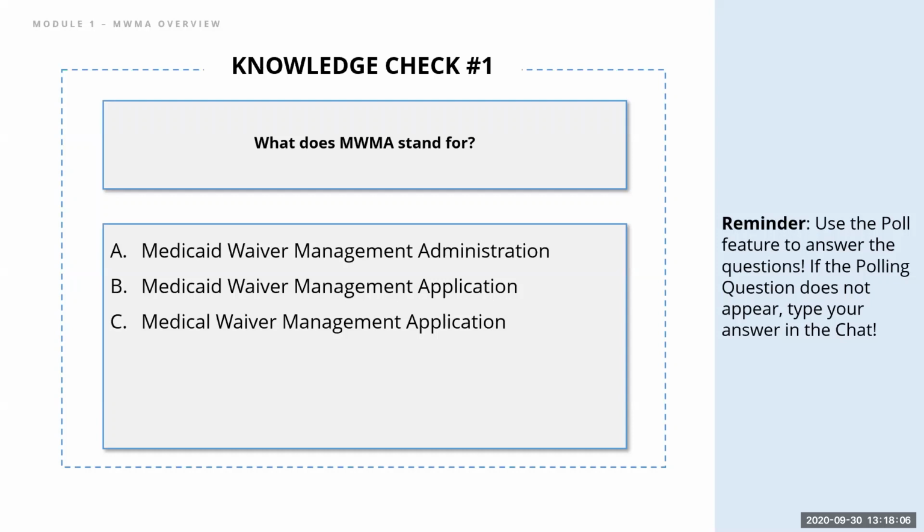All right, we'll give it about 10 more seconds. If you haven't answered yet, please do. At this point, we'll end our polling and share the correct answer. It looks like the majority of us got this right. I appreciate everyone participating. The correct answer is B, the Medicaid Waiver Management Application. Thanks everyone. We'll stop sharing our results and move to our next question.